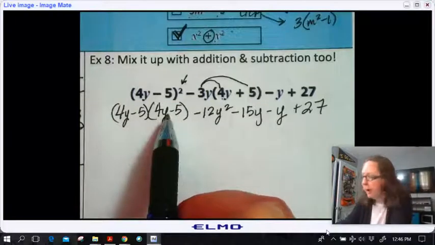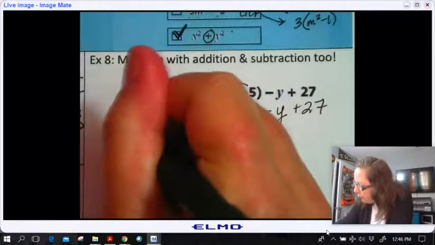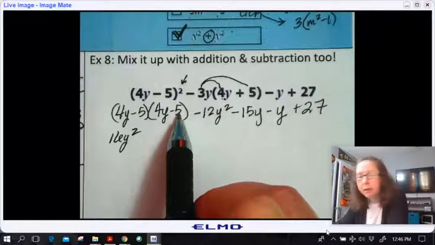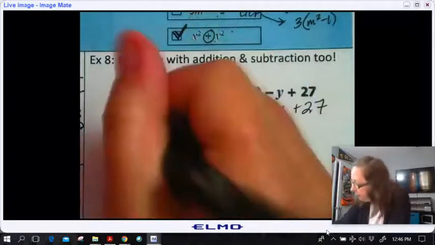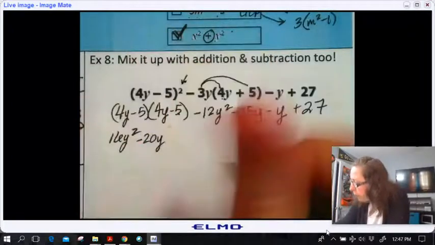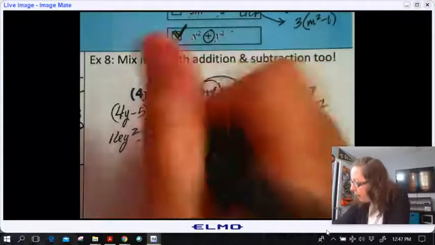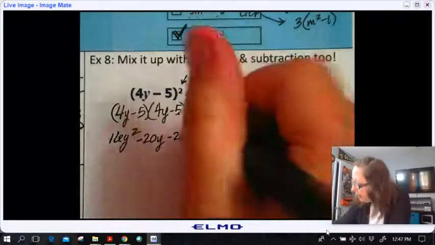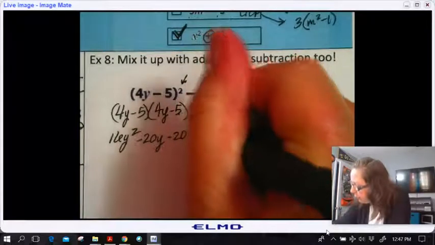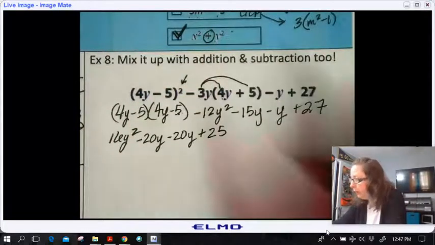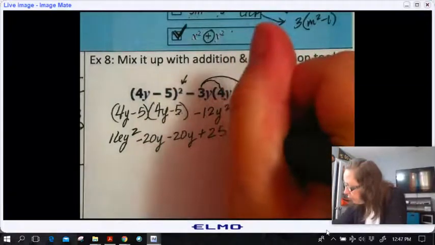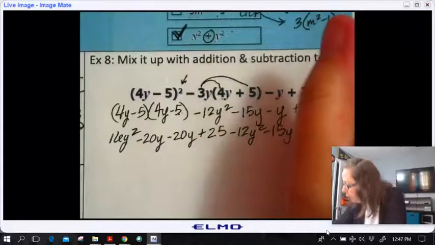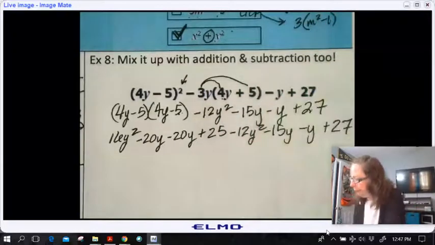4y times 4y is 16y squared. 4y times negative 5 is negative 20y. Negative 5 times 4y is negative 20y. Negative 5 times negative 5 is positive 25. Let's bring down everything else. Negative 12y squared minus 15y minus y plus 27.